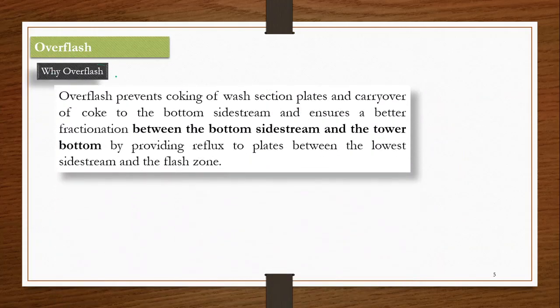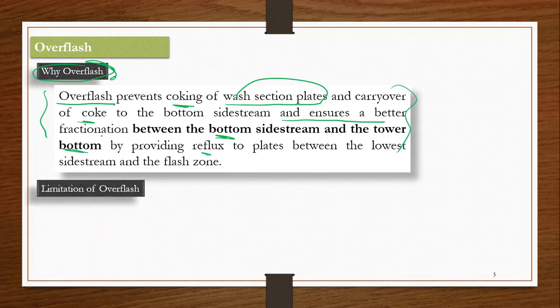So why we need overflash? That is the big question. Overflash first prevents the coking of the wash section plates and carry over of coke to the bottom side stream, and ensures a better fractionation between the bottom side stream and the tower bottom by providing the reflux to the plate between the lowest side stream and the flash zone. This word looks weird, but I'm explaining it again. So this is basically the concept of the overflash. I will explain again in just a second or two.